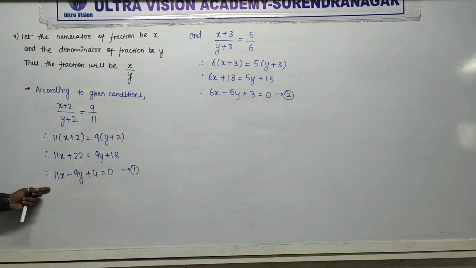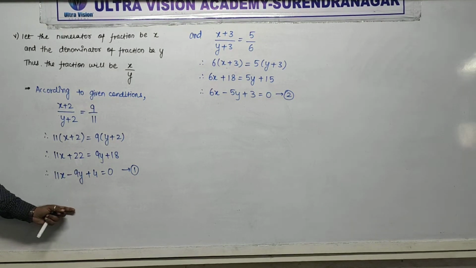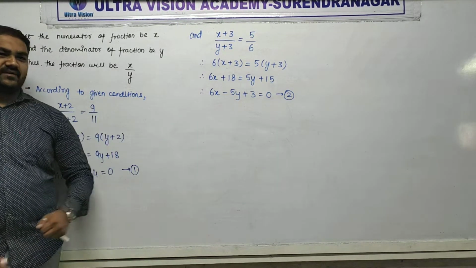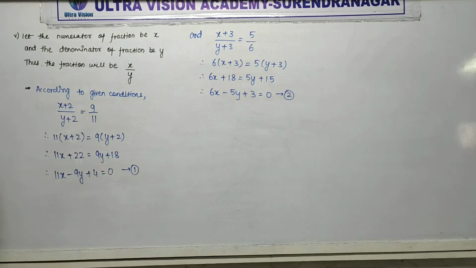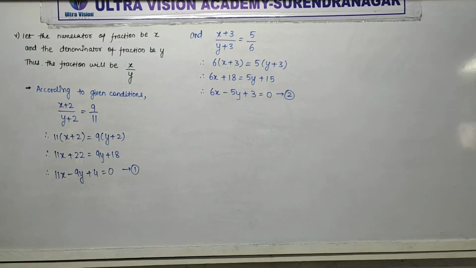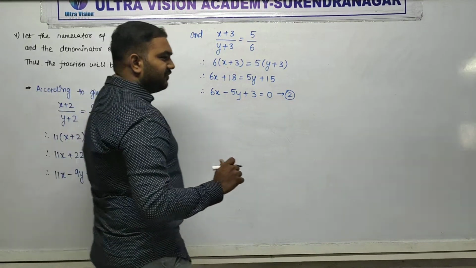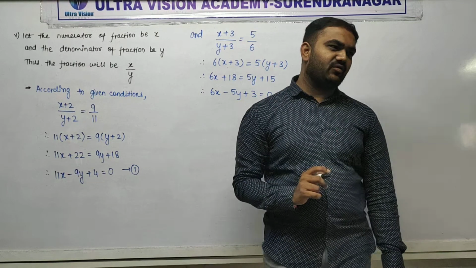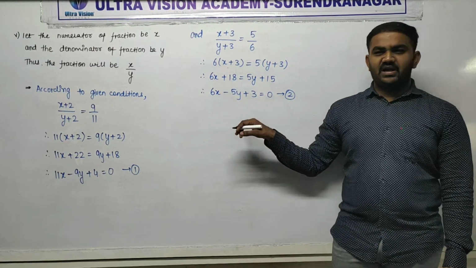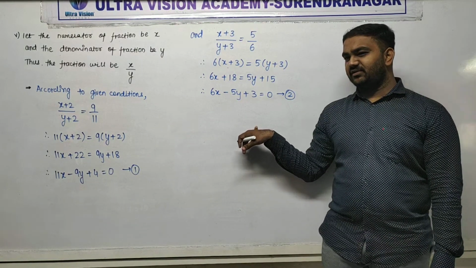11x minus 9y plus 4 equal to 0. 6x minus 5y plus 3 equal to 0. Now substitution, but before that we need to take any one variable as the subject from the given equations. We'll use the second equation. Why? Because see, the first equation has greater coefficients than the second. It will be easier for us to take LCM further.